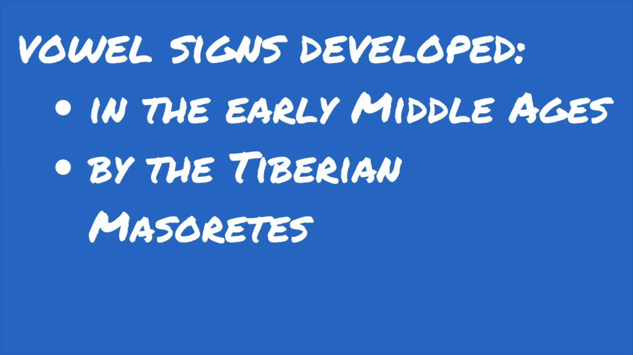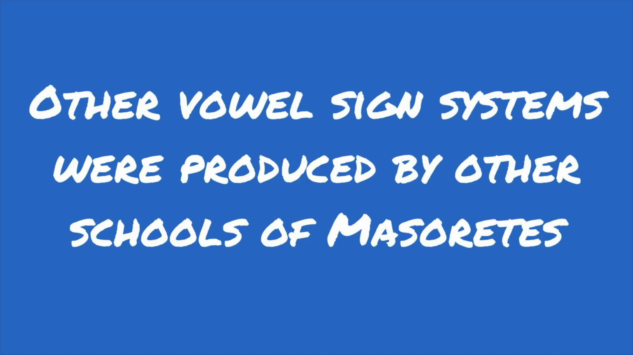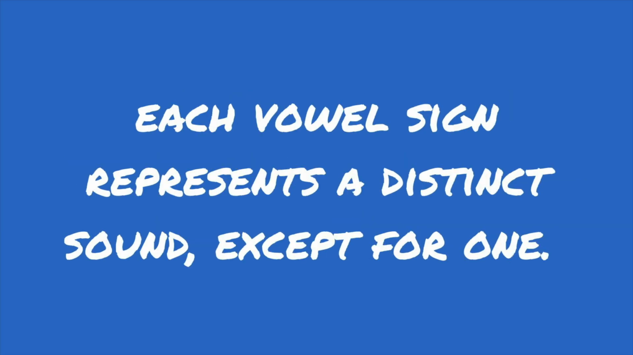But in all of these printed editions, the vowel signs presented are from a system that was developed in the early Middle Ages by a school of Jewish biblical scholars known as the Tiberian Masoretes, whose locus of activity was Tiberias, Israel. Other vowel sign systems were produced by other schools of Masoretes, but that's beyond the purview of this book that I'm writing, so we're not going to worry about that here. According to the chart at which we're going to have a look in a minute, each vowel sign represents a distinct sound except for one. But before commenting on the vowels, let's just survey the Tiberian Masoretic vowel signs.